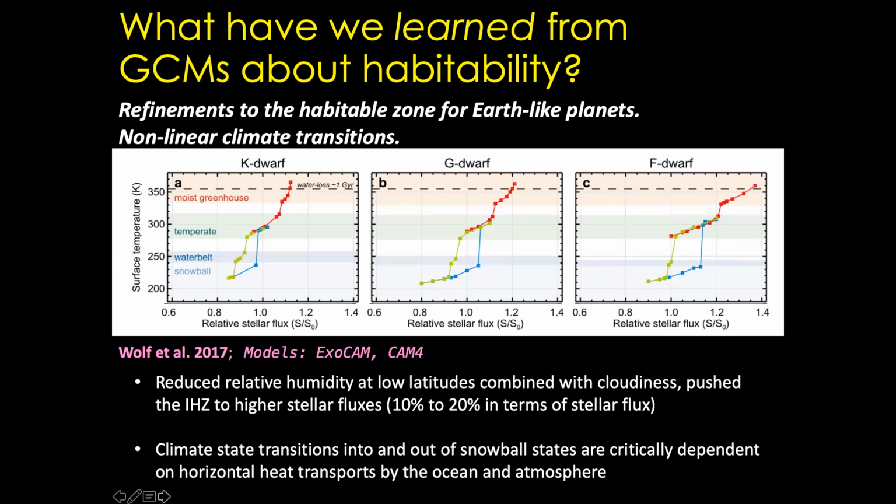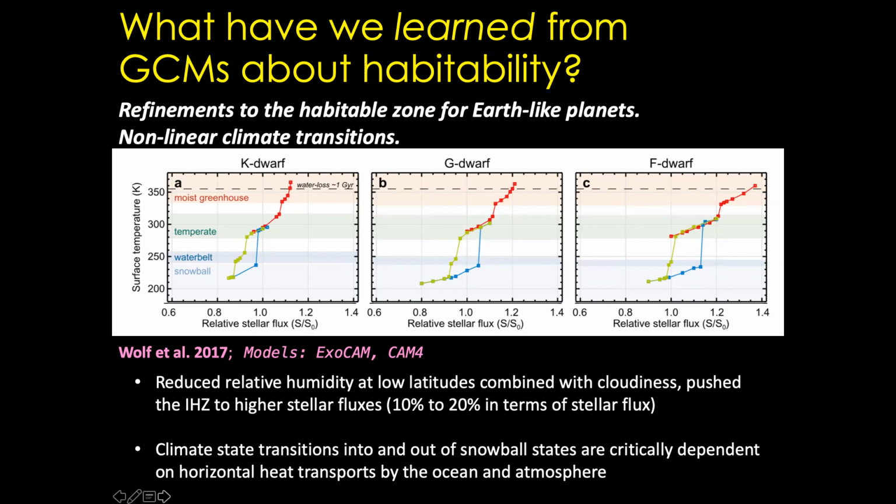So in particular, for the inner edge of the habitable zone, 3D models have shown you can push it inwards compared to 1D by 10 to 20% in terms of stellar flux, due to reduced relative humidities at low latitudes combined with cloudiness, both of which are strongly modulated by the 3-dimensional circulation of the atmosphere.